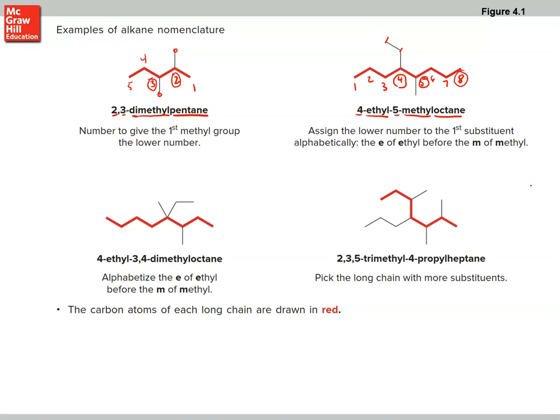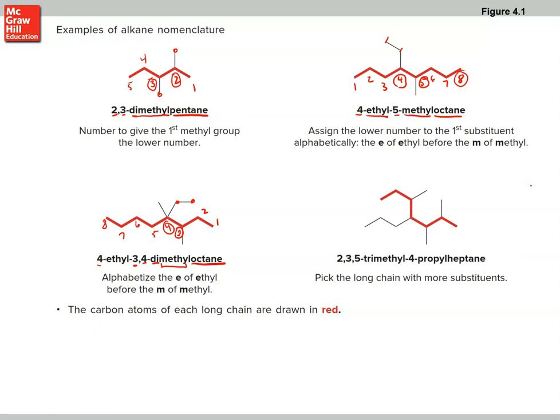The group down on the lower left, we would start from the right side. 1, 2, 3, 4, 5, 6, 7, 8. So we again have that octane is the long chain. We have the 3 methyl. And we also have a 4 methyl. So we have to add those together to get that dimethyl. And alphabetically, this ethyl group on the 4 carbon comes first. So 4-ethyl-3,4-dimethyl octane is the name for that one.